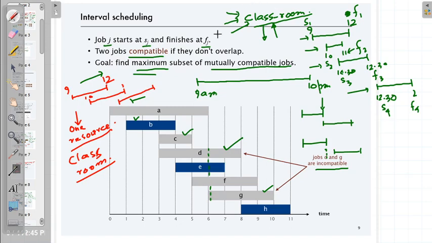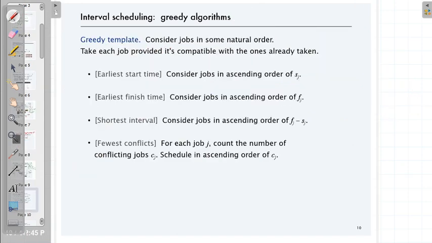So this is the problem that we are facing within interval scheduling, and how to go about this. There might be several greedy templates, that means several greedy heuristics we can develop. We don't know which one will give the optimal solution. Say this is a template called the earliest start time template.